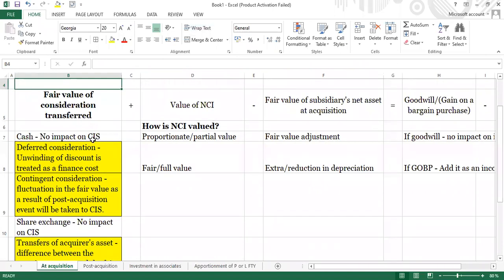Before I go ahead, we're almost done with that acquisition. Before I go ahead, people, do you have any question?